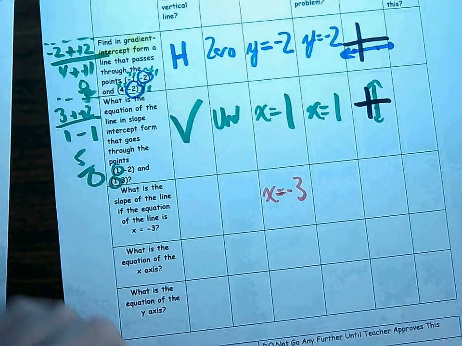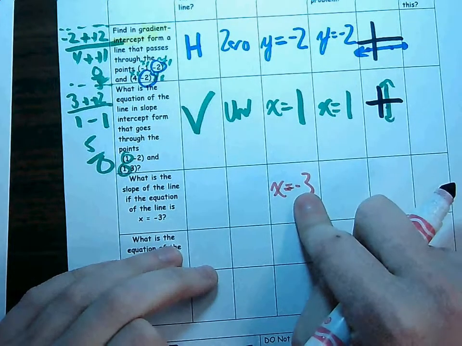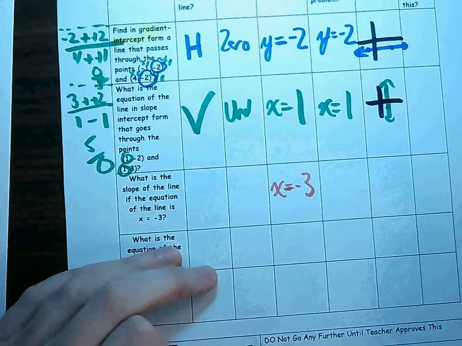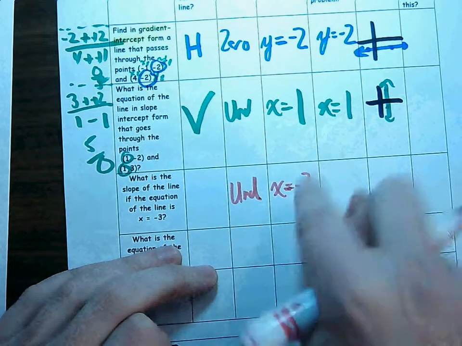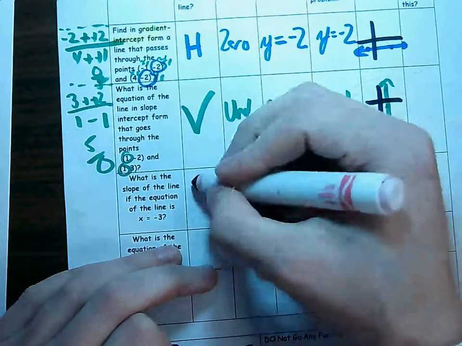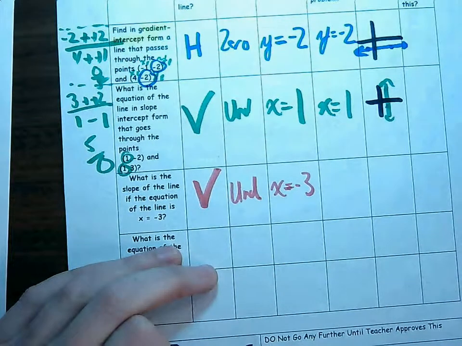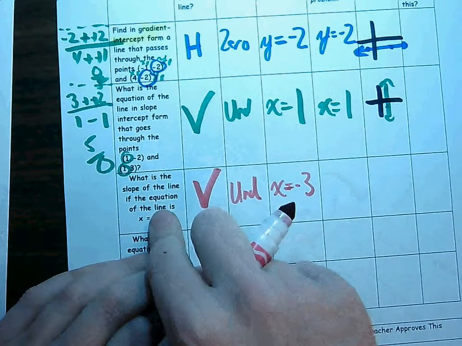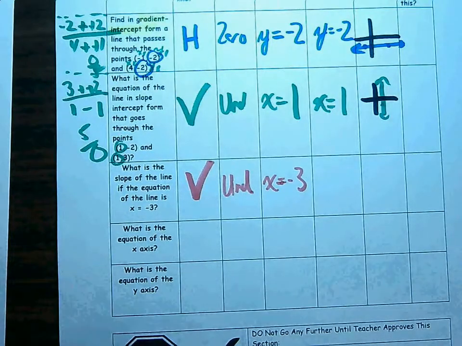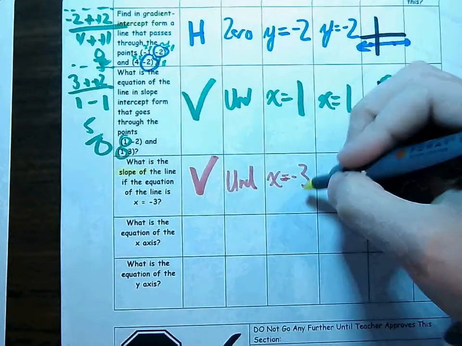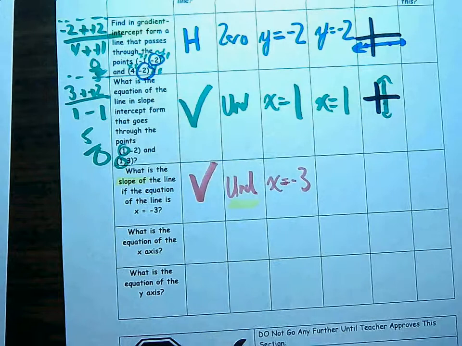Well, I can work backwards. If that's my equation, what is my slope? Absolutely. Because what type of line does it have to be if it's x equals? And this one actually asked me for the slope. So what was my actual answer to this problem? Slope. This was my slope. So my answer is undefined.